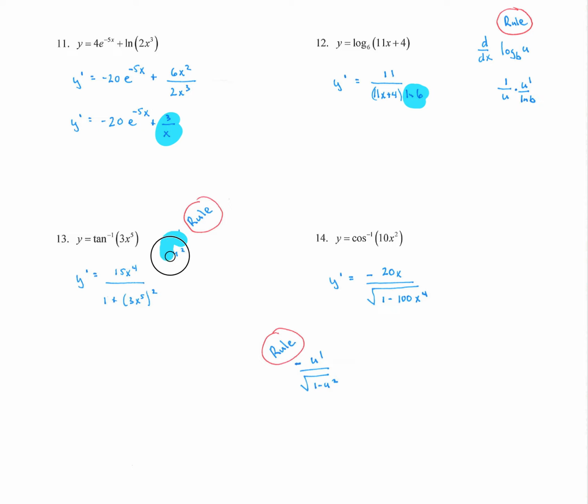Inverse tangent, there's your rule. The derivative of inverse tangent is 1 over 1 plus u squared times u prime, which is the same thing as just saying u prime all over that. The derivative of inverse cosine is stupid, and it's like minus 1 over 1 minus u squared times u prime.